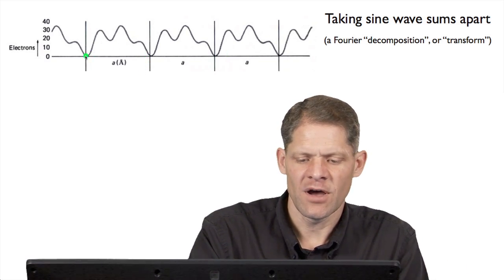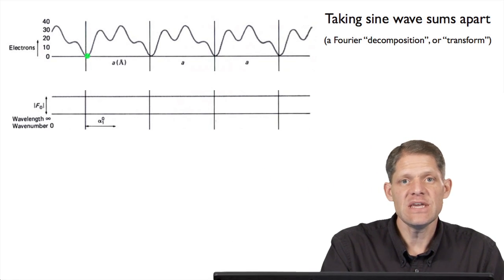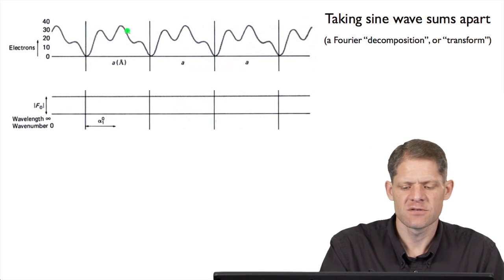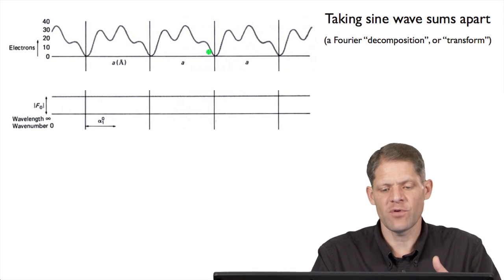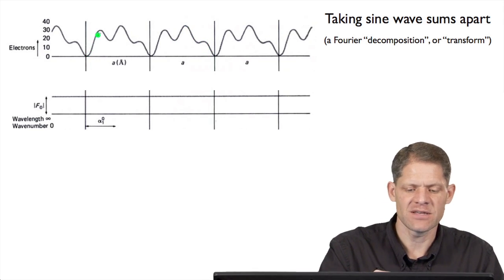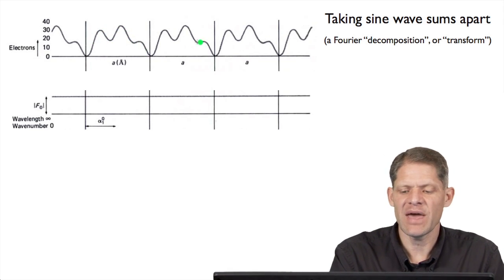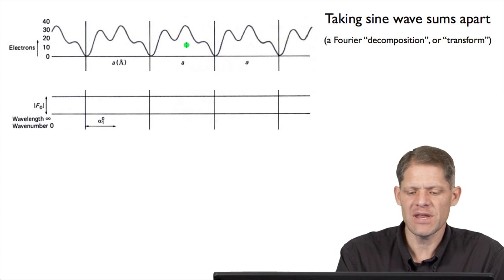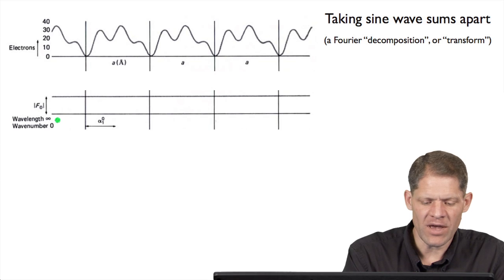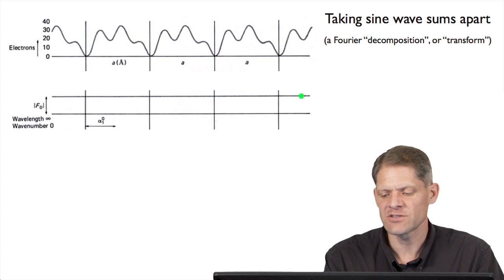So we have a function of electron density as a function of position. So our goal is to decompose this complex waveform into a series of sine waves that if we added them up, we would get back to this complex form. So the first sine wave that's present embedded in this, like an ingredient in a recipe, the first ingredient here is actually a sine wave with an infinite wavelength. We call it infinite wavelength. And because of that, the sine wave itself is just flat, straight across.